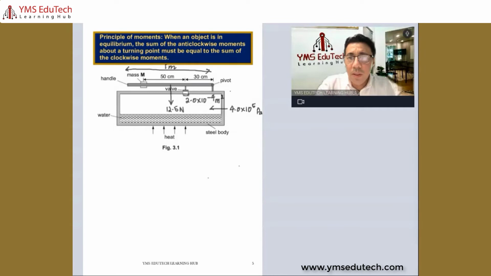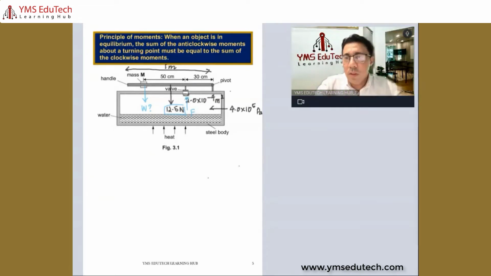By the principle of moments, when an object is in equilibrium, the sum of anti-clockwise moments about a turning point must be equal to the sum of clockwise moments. Let's find the forces that are acting on this handle. First, we have the mass that will exert a force downwards, that we do not know the weight of. And we have the 12.5 Newton force. There will be an upward force exerted on the valve.